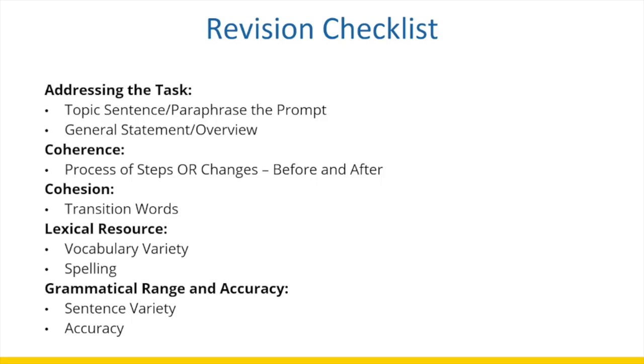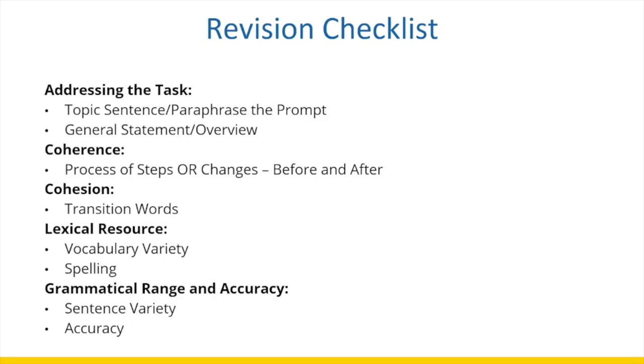Second point you have to remember, it's coherence. Coherence shows that you know the difference between process and changes, and you identify this and you explain it accordingly. Another part is cohesion. Cohesion means you are using your transition words and your ideas are linked together. So in this case, we have different sentences, and these sentences are connected to each other. It's not just random sentences, but they have a very good transition.